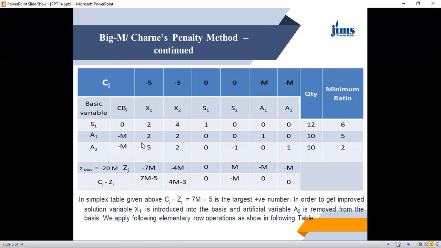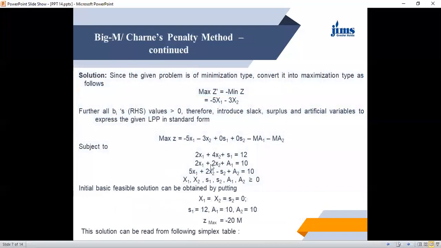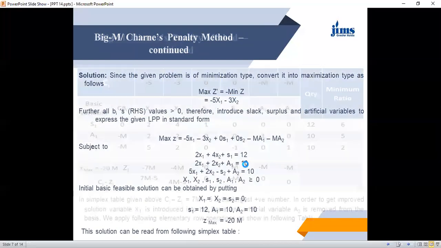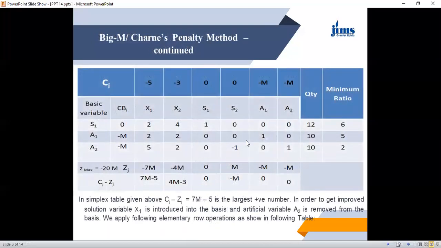Similarly, we write for the other two constraints also: 2, 2, S1 will be 0, S2 will be 0, A1 will be 1, and A2 is equal to 0. This will be equal to 10. So you see 2, 2, 0, 0, 1, 0, 10. And then for the third, we write all the values here.